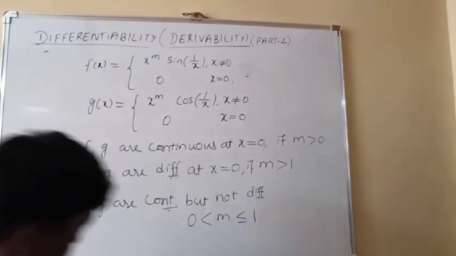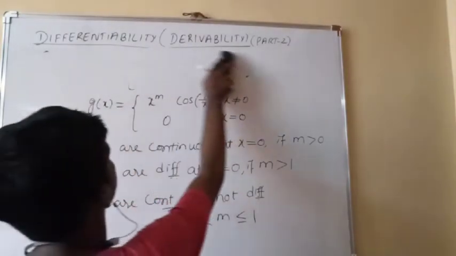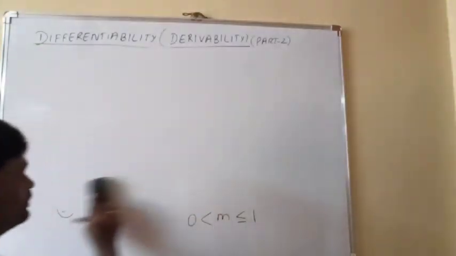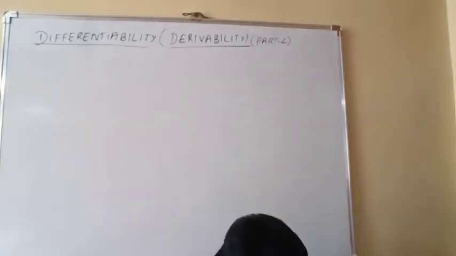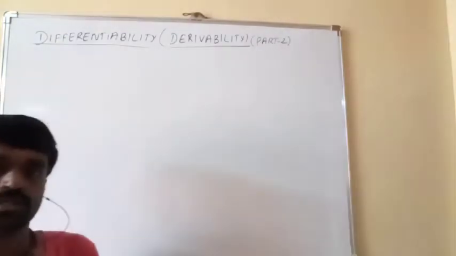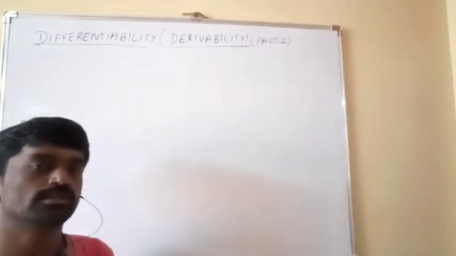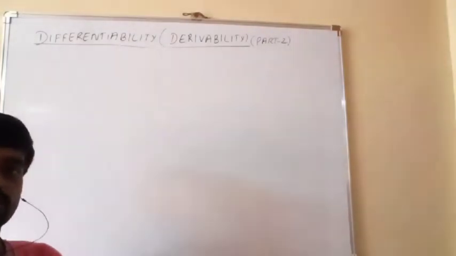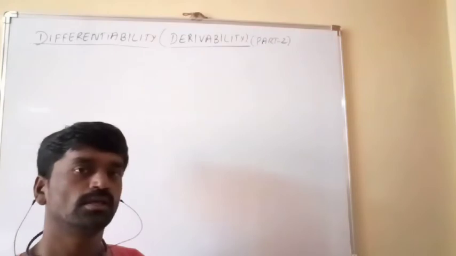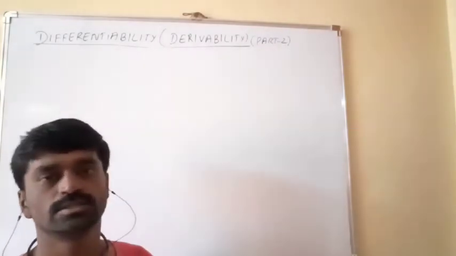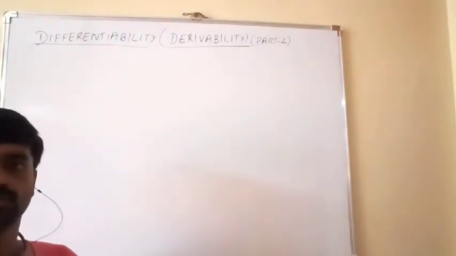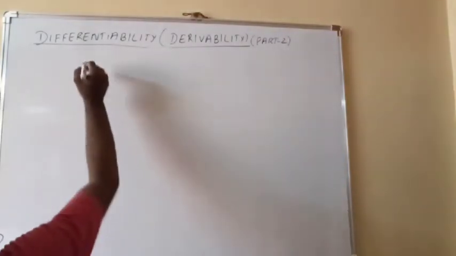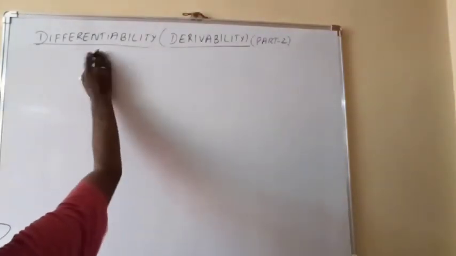Next, composite function. Just like in continuity, if f is continuous at a, g is continuous at f of a, then g circle f is continuous at x is equal to a. Just like that, if f is differentiable at a, g is differentiable at f of a, then g circle f is differentiable at x is equal to a.